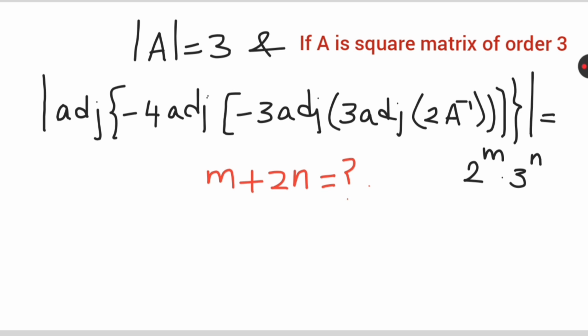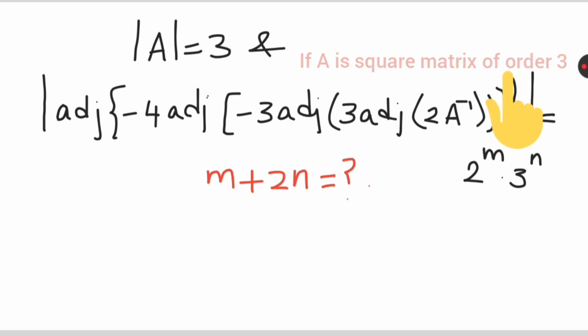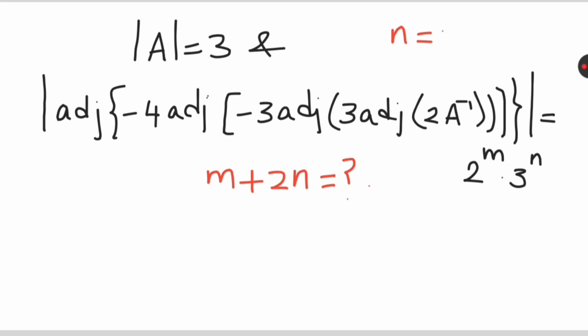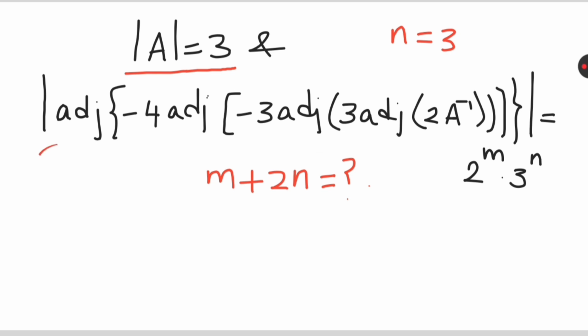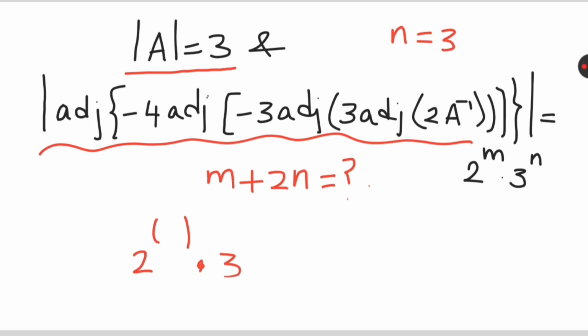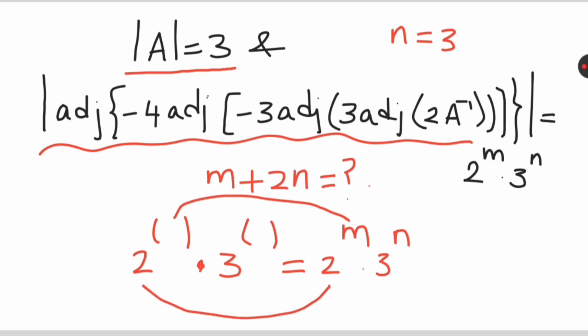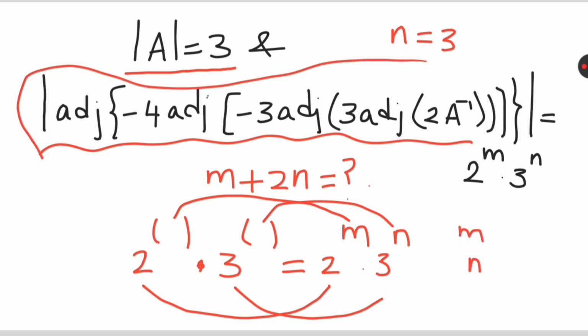What information is given? A is a matrix of order 3, that means n value is 3. Determinant of A is 3. This whole expression is equal to 2 raised to the power of m times 3 raised to the power of n. If you convert this whole expression into the form 2 raised to the power of something times 3 raised to the power of something, then that is equal to 2 raised to the power of m times 3 raised to the power of n. When bases are the same, we can equate the powers. So using that property, we can get the m and n values. Let's see how to convert this whole expression.